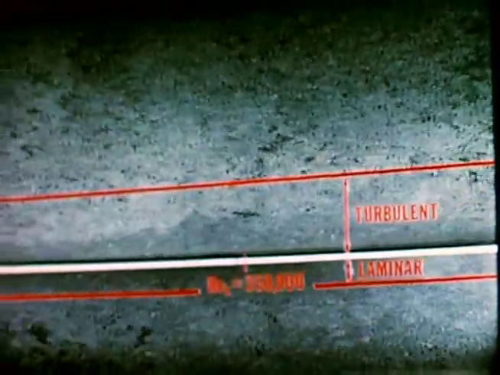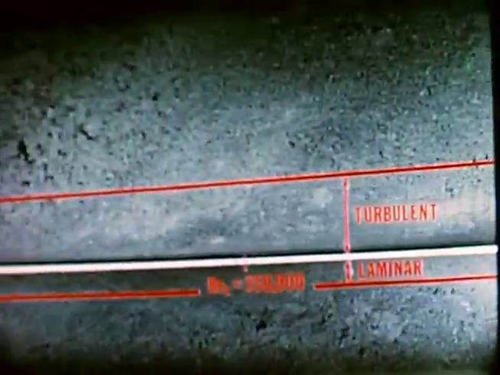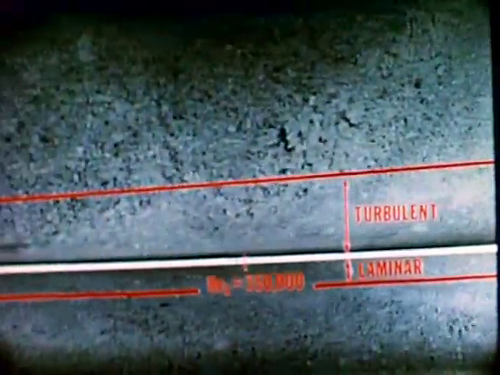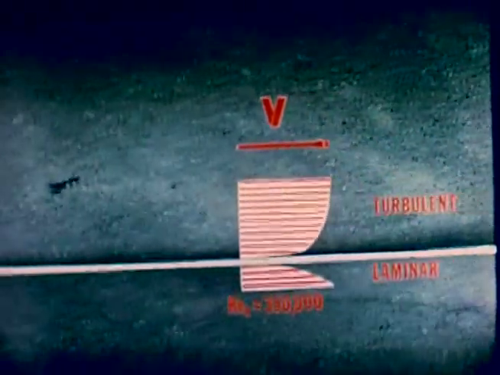A turbulent boundary layer is thicker than a laminar boundary layer at the same Reynolds number, and velocity profiles are much flatter in the turbulent case. Shear stress is no longer given by Newton's law of viscosity.